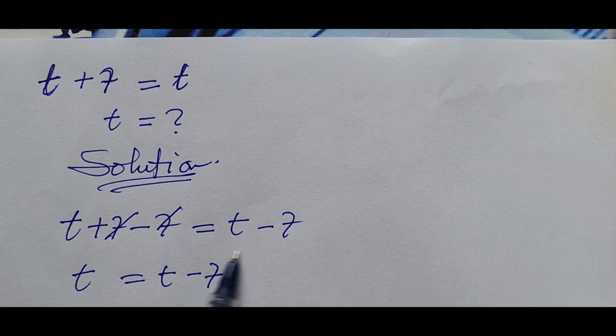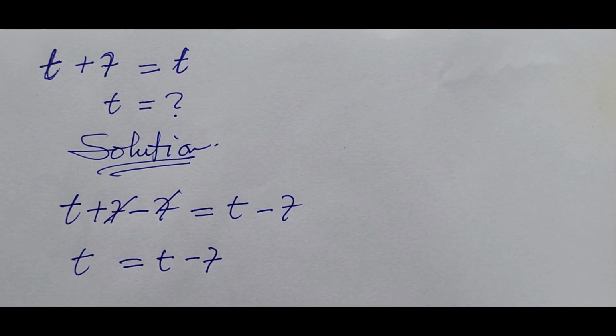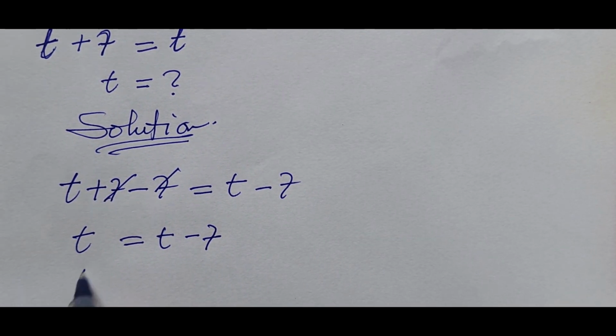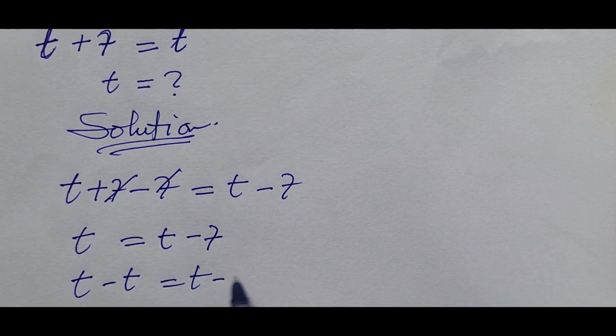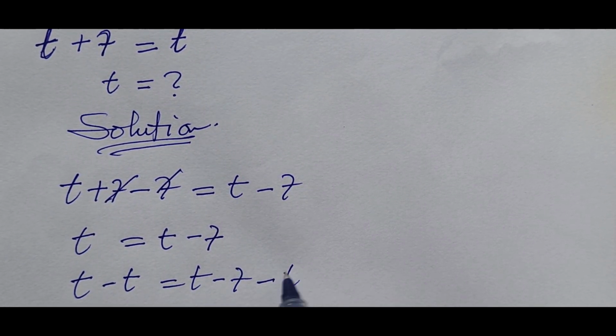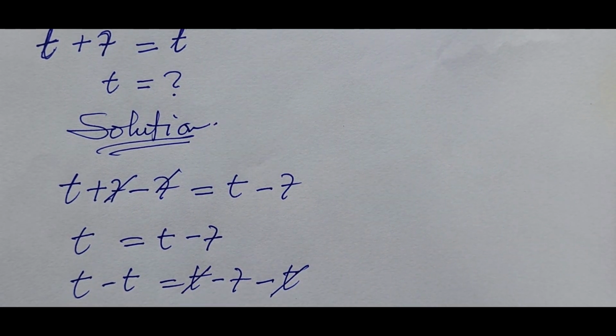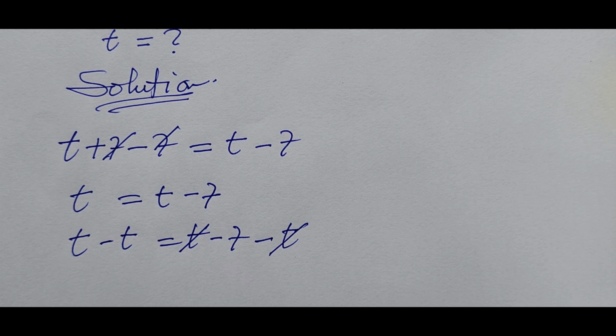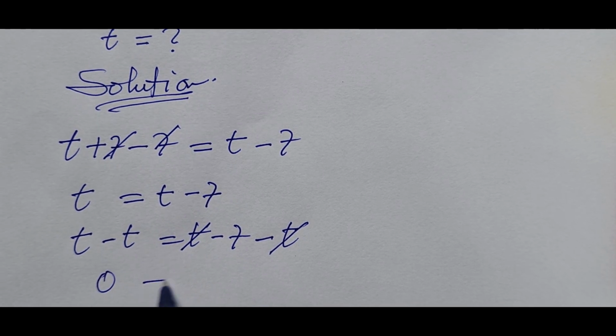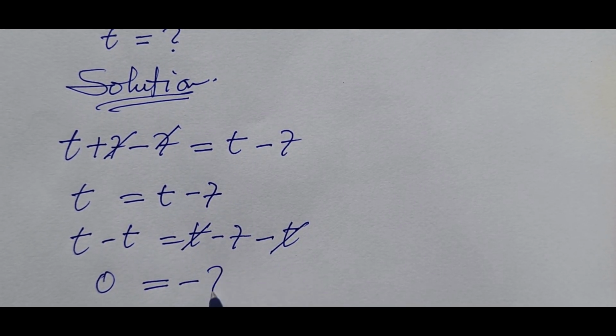But we still have t on this side of the equation, so we have to bring this t to the other side. And how do we do that? We subtract t from both sides of the equation again. So this is going to give us t minus t is equal to t minus 7 minus t. And so this and this will leave. So our plus t here minus t here will give us 0. So we're now going to have 0 equal to minus 7.